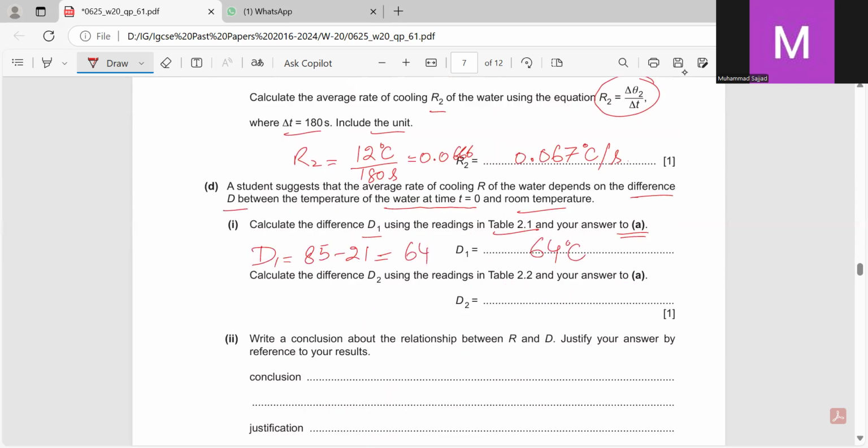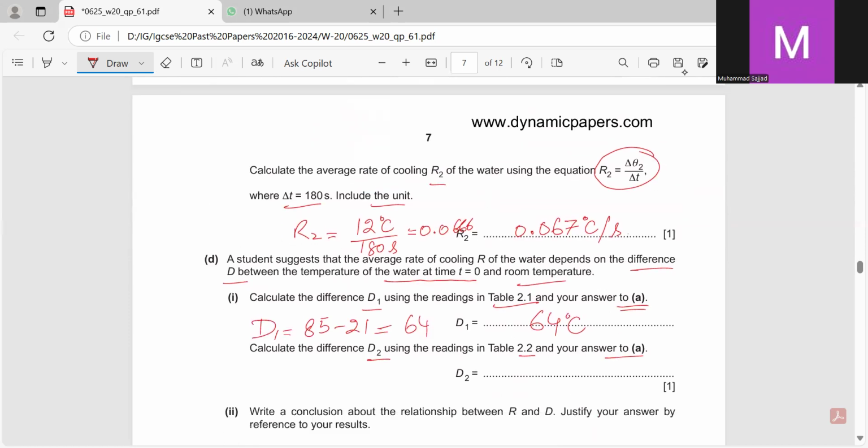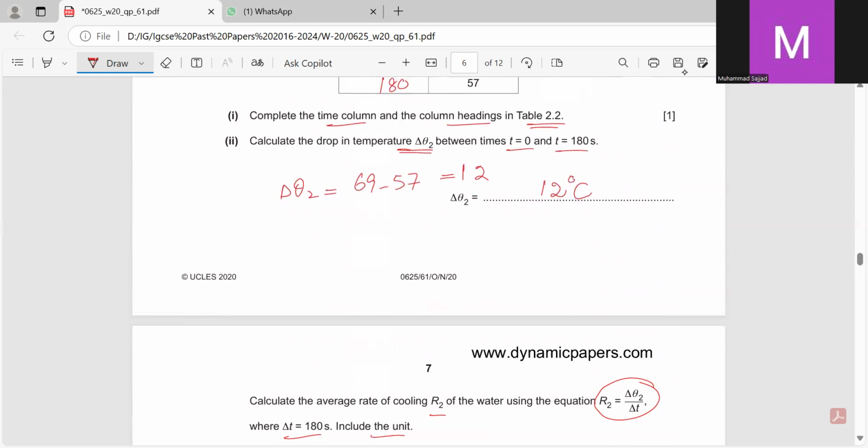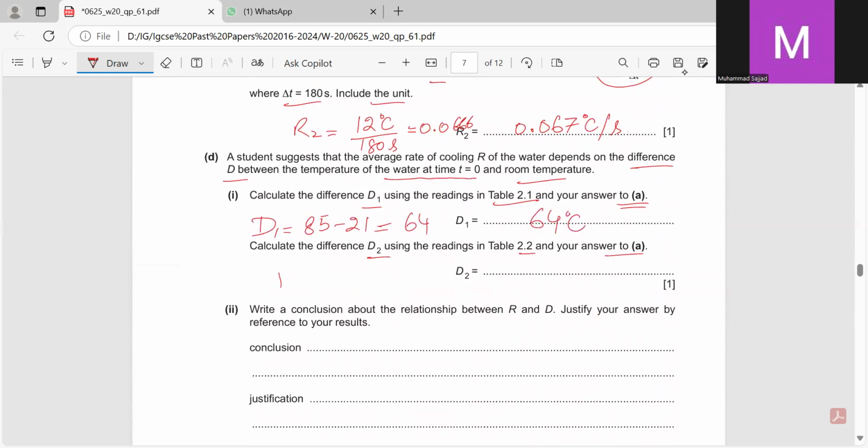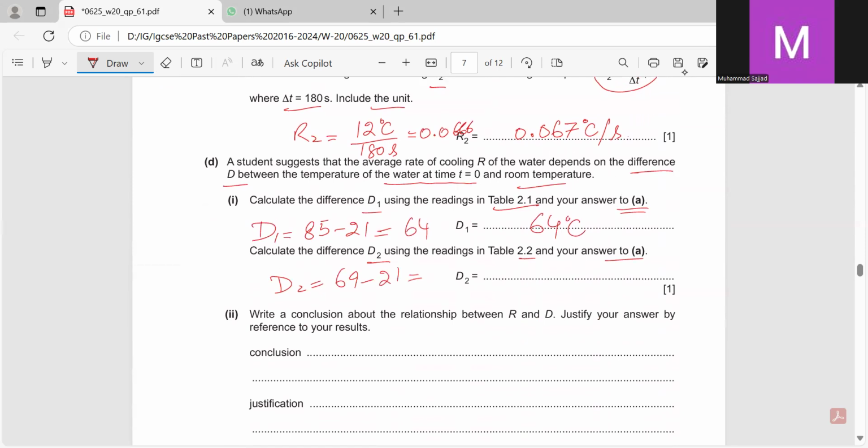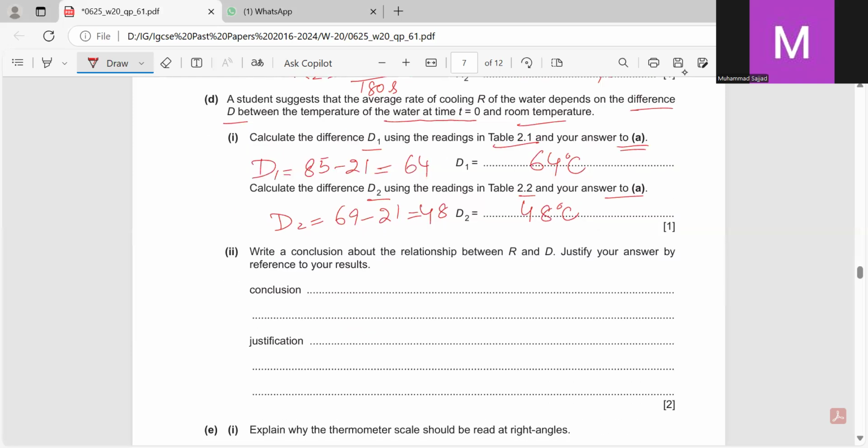And similarly, calculate the difference D2 using the readings in table 2.2 and your answer to A. So that is, my dear friends, 69. D2 is 69 minus 21, so 48 degrees Celsius. Write a conclusion about the relationship between R and D. Justify your answer by reference to the results.